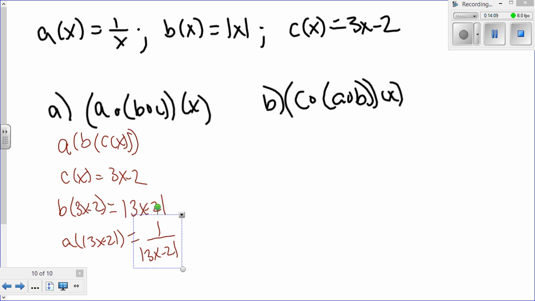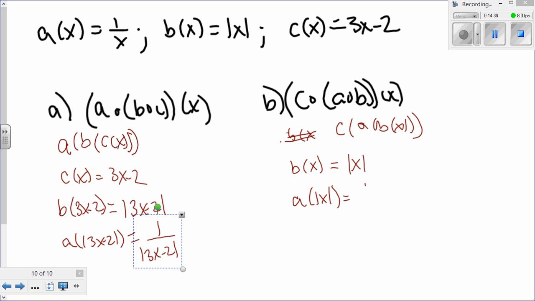For part B, I'm going to do B of x first. Actually, before I go there, I'll rewrite it as C of A of B of x. So I'm going to start first with B because it's on the inside. So B of x is equal to the absolute value of x. The next function inside would be A. So it's A of the absolute value of x is equal to, well, A is equal to 1 over x. So in place of x, we put 1 over x.